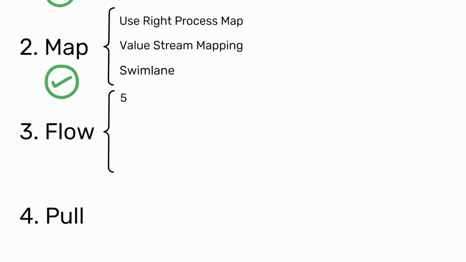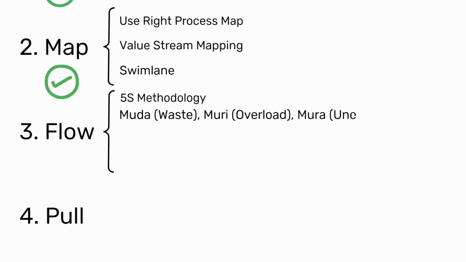To create flow, the main tool to start with is the 5S method. It is one of the most well-known lean tools and is used to create safe and efficient workstations. The 5S method also allows you to identify the 7 wastes, muda, and the other 2 types of waste, muri, overload, and mura, unevenness. Next, you must design the new workstation or cell through standard work and work instructions.